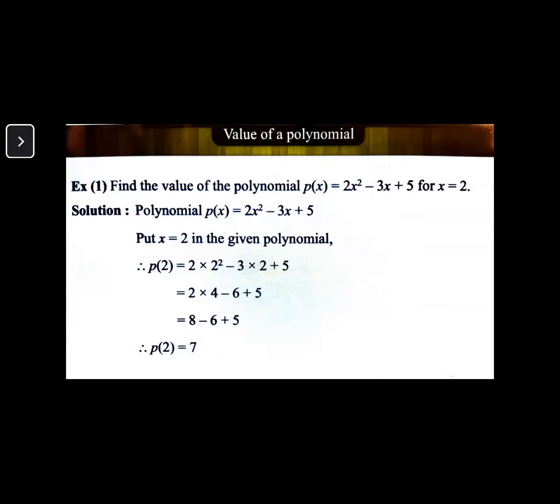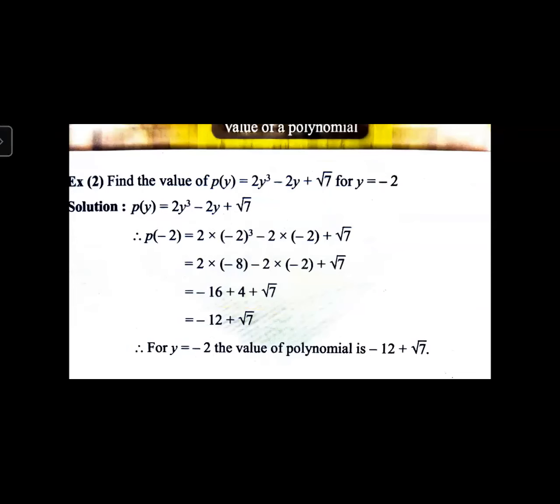Find the value of the polynomial p of y equals 2y cubed minus 2y plus root 7 for y equal to 2 minus 2. So our question is p of y is equal to 2y cubed minus 2y plus root 7. This you have to write as it is.